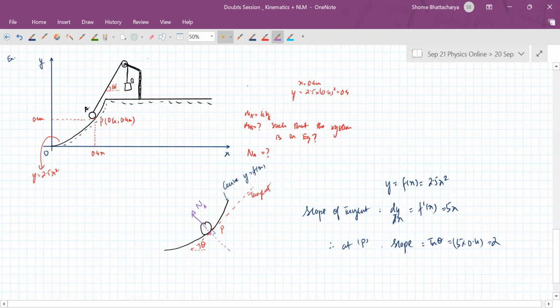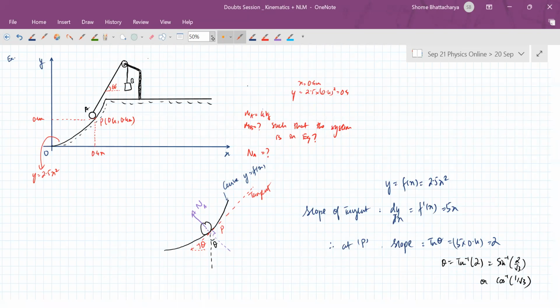So now you can see that therefore the line that the normal makes with the vertical, this angle will be theta. So theta is tan inverse of 2. That is the same thing as sine inverse of 2 by root 5 or cos inverse of 1 by root 5. Is this clear, Srijita? Yes, sir.